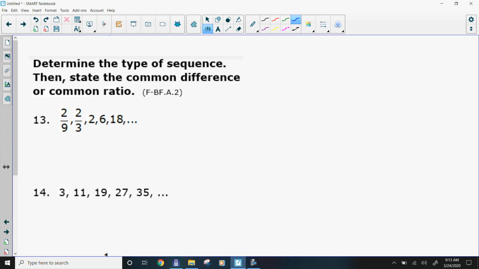That was the ugliest thing I've ever written, geometric. And geometric has an r, and r is the 3. We multiply by 3 to get to the next term. Now, technically, what we should have done is take 2/3 divided by 2/9, 2 divided by 2/3, 6 divided by 2, and then 18 divided by 6 to get r.